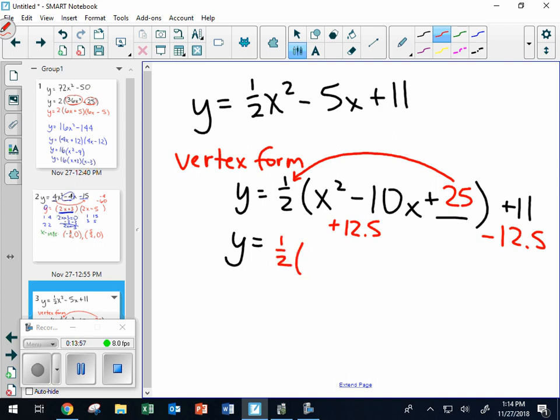So we have added 12.5 to this side, which means we need to subtract 12.5 from that side. So we will end up with 1/2 times, if we factor this out, x minus 5 squared. And then over here we have 11 minus 12.5. And that altogether gives us negative 1.5. So there's our vertex form.